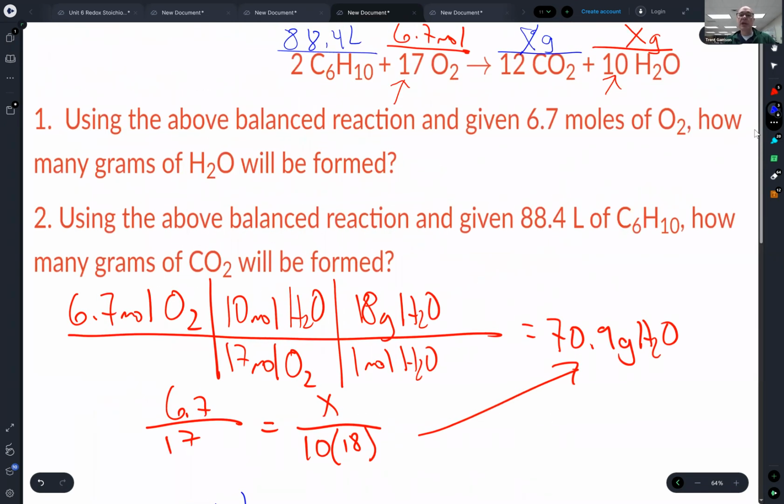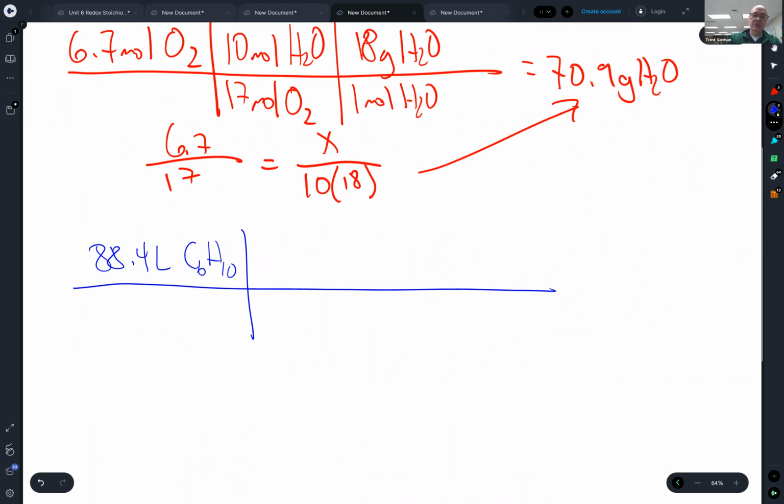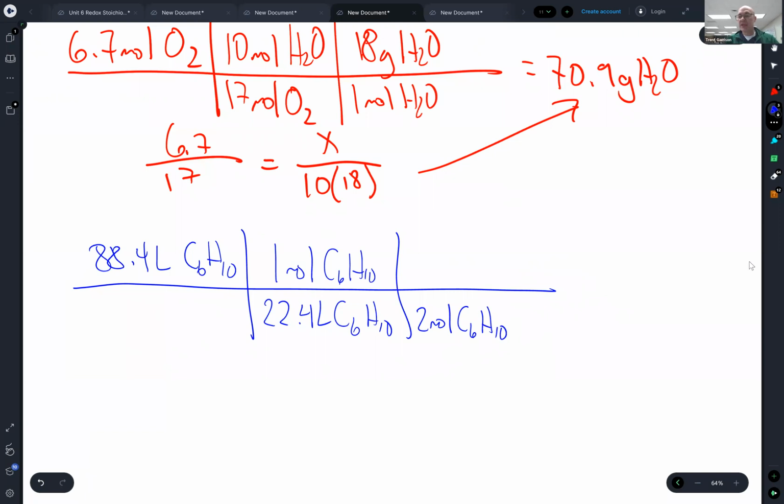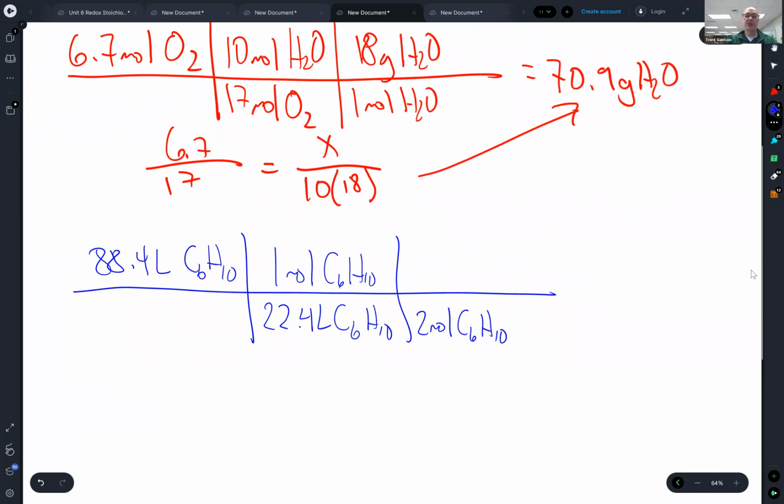We're going to carbon dioxide as mole amount. So we're going to use the coefficients as mole ratio. But first, I've got to convert out of liters into moles. So I need to remember from the mole map, 22.4 liters of C6H10 will give me 1 mole of C6H10. Then, for every 2 moles of C6H10, there were going to be, I believe the value was 6 moles. No, it's 12 moles of CO2.